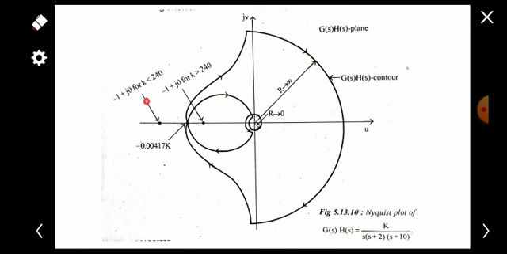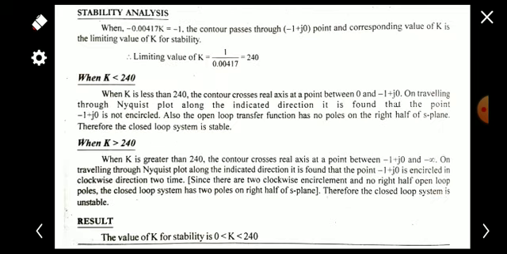For k less than 240, minus 1 plus j0 will be here. Our crossing point will be less than this minus 1 plus j0 when k is less than 240. So this Nyquist contour will not encircle the point here. So we can take as an assumption that the Nyquist plot will not encircle the point minus 1 plus j0. Also, the open loop transfer function has no poles on the right half of the S plane.